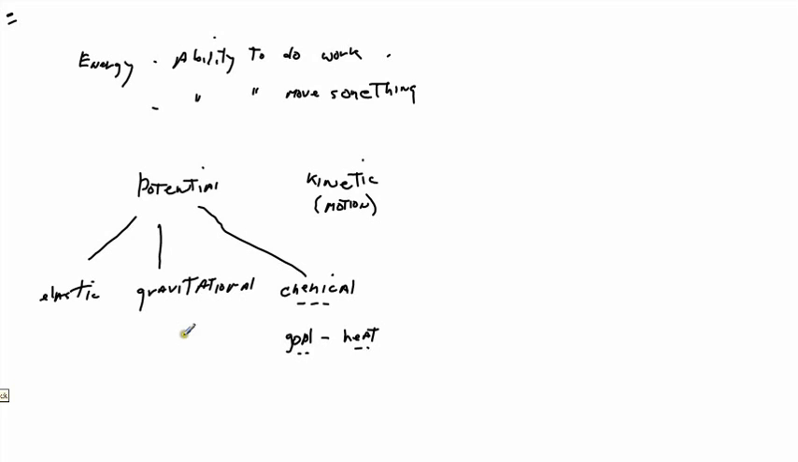Gravitational potential energy had to do with height. So if an object had height, let's put this guy on a diving board here. He's going to dive off this diving board.